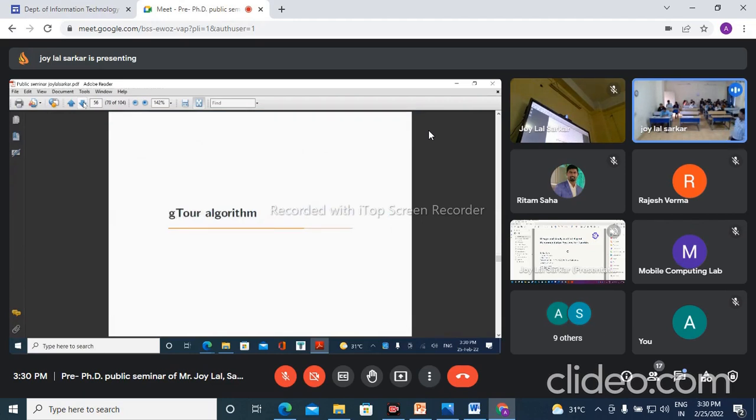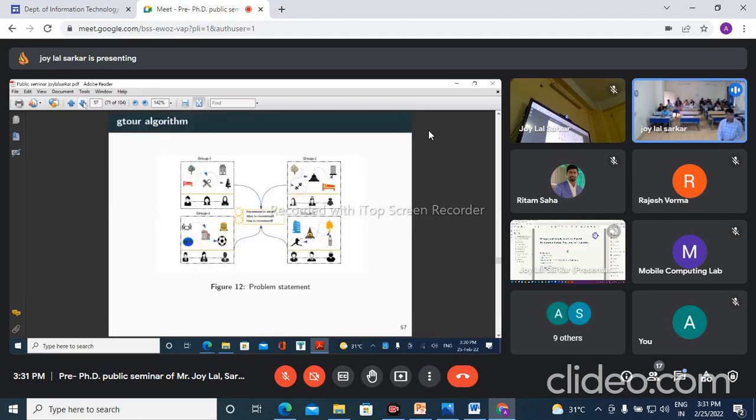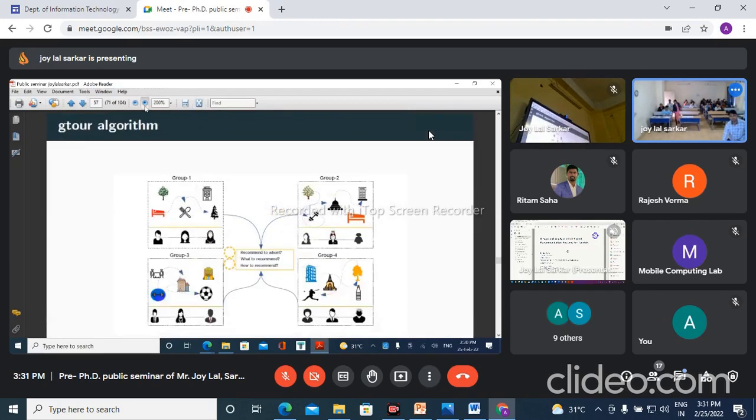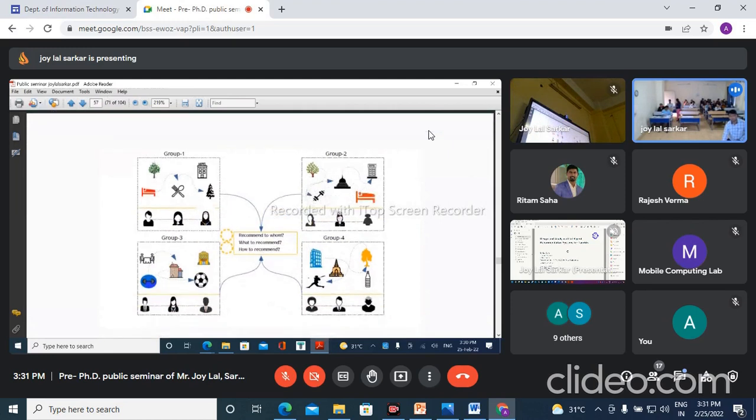Okay. So next, I am going to cover my third one, which is the last one. It is called the G2 algorithm. Why is the G2 algorithm important? You can see that I have several groups: Group 1, Group 2, Group 3, Group 4, like that.